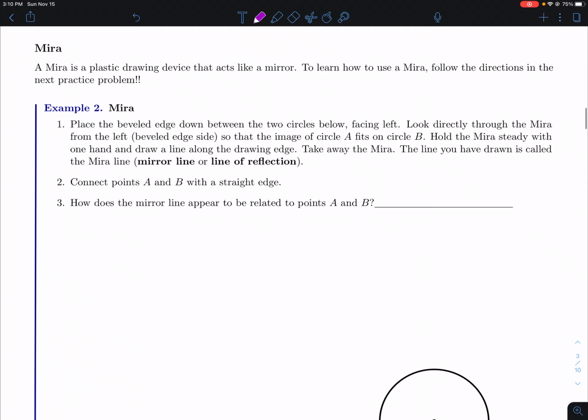I'll talk a little bit about a mirror. Obviously, we don't have these at home, so we won't be able to do example 2, but we still do something similar for the next practice problem. So when you're done with practice 2, come on back and we'll talk about a mirror real quick.